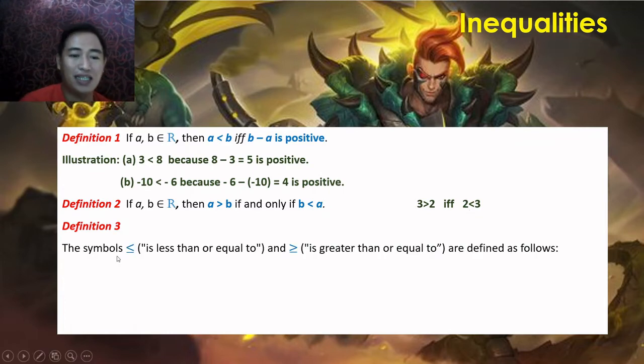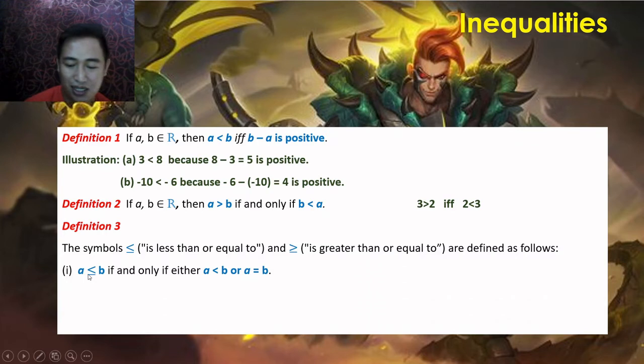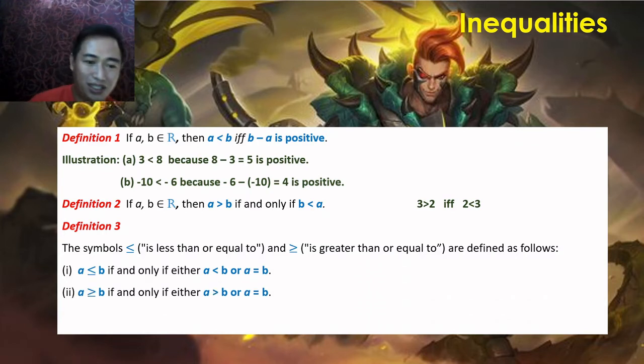Definition number 3: the symbols less than or equal to and greater than or equal to are defined as follows. A is less than or equal to B if and only if either A is less than B or A is equal to B. Either of the two works. If they are not equal and A is not less than B, but greater, then it is false.